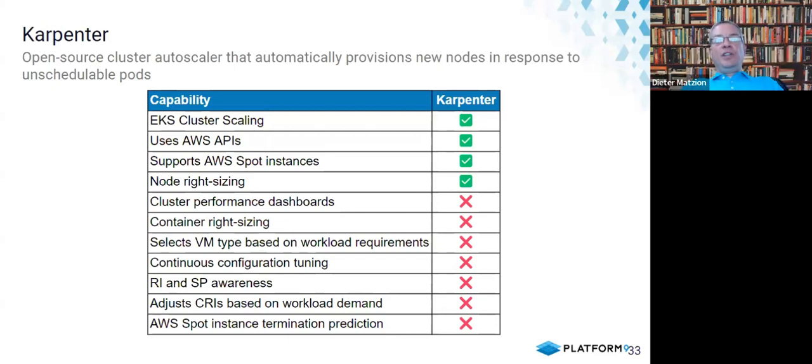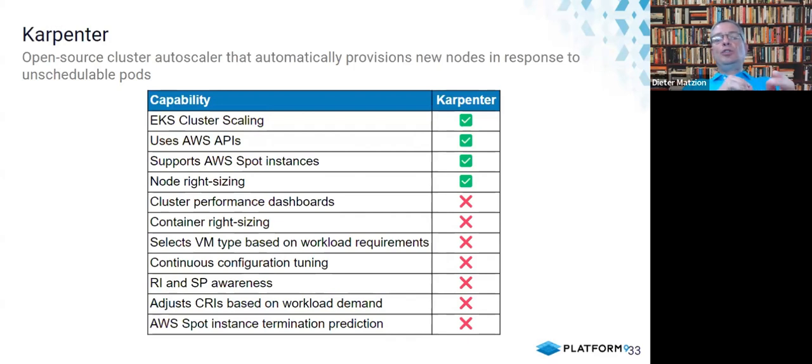It does the node right sizing. So that's great. Now, a bunch of things that it doesn't do very well. It doesn't have dashboards. It doesn't do the actual pod right sizing. It doesn't select a virtual machine type that lends itself to the requirements of a workload. So let's say that a workload has very specific requirements. Karpenter is agnostic to that and just puts the container on any virtual machine. It doesn't optimize the VM shape to the workloads.